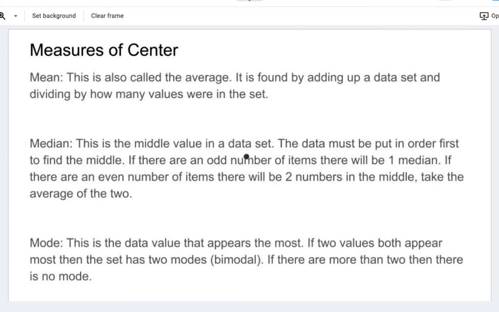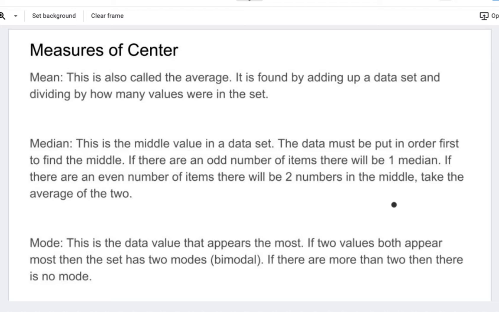To find the middle value, the first thing we need to do is put them in order from least to greatest. If there's an odd number of items in our data set, there's only going to be one median. But if we have an even number of items, there's going to be two numbers. So what we're going to do is take the average of the two, add them up, and divide by 2.